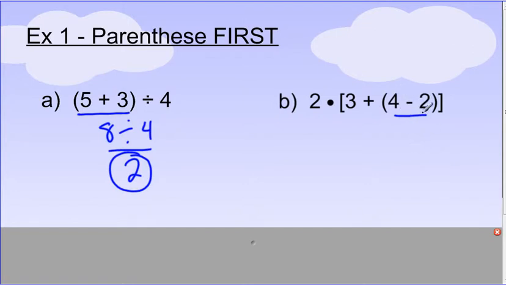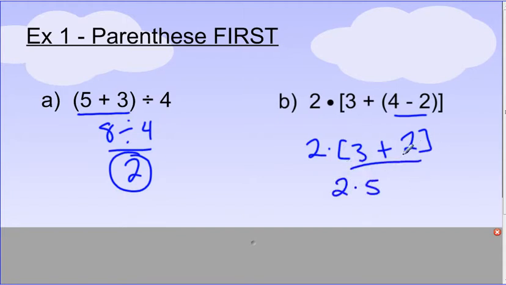So let's do that. 4 minus 2 is 2. And like you saw in the last problem, we didn't mention it, but when you do the math inside the parentheses, if it's just one number left over, you don't need the parentheses anymore. So this becomes that. It's quite a bit simpler. Now we still have parentheses. Let's do that math. This becomes that. Much simpler. And finally we get 10 when we multiply the 2 times the 5.